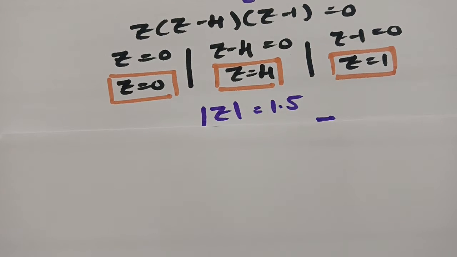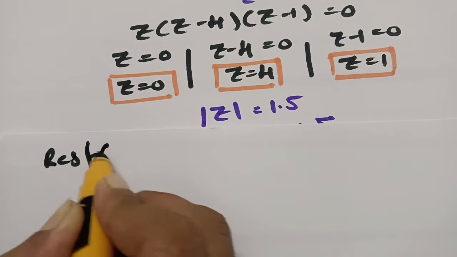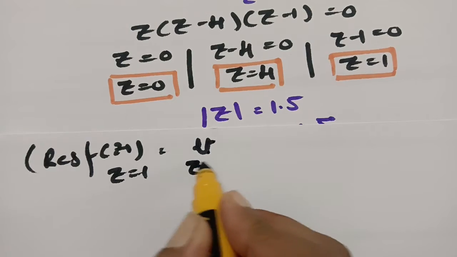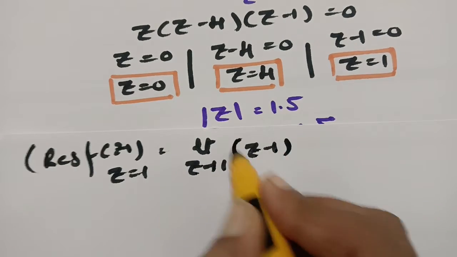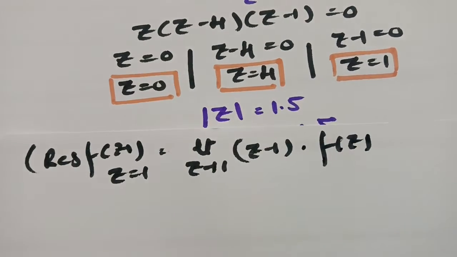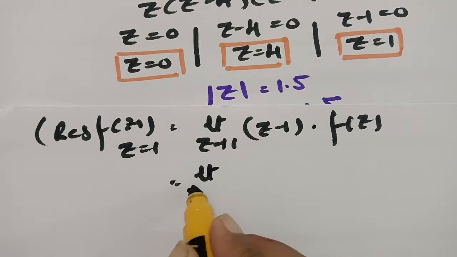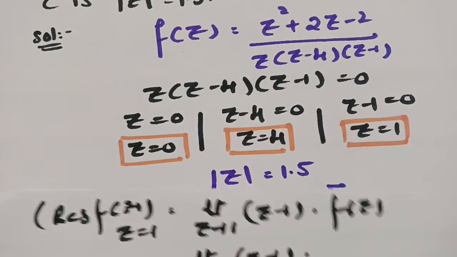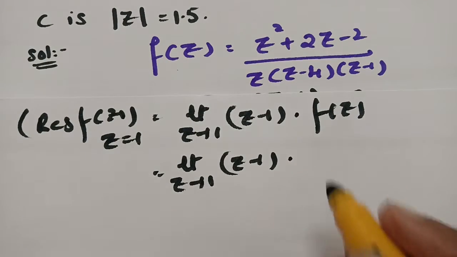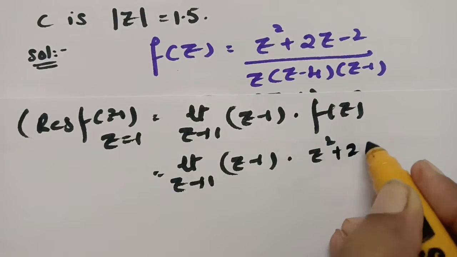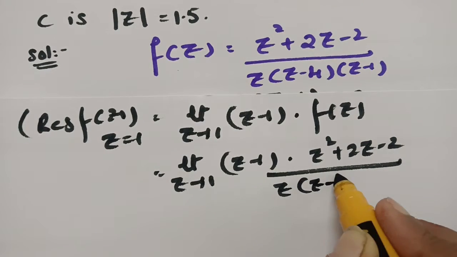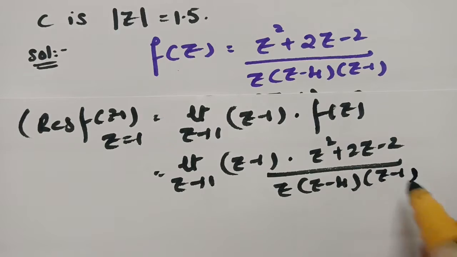See here, the residue at point z equals 1. Residue of f(z) at z = 1 is nothing but the limit as z tends to 1 of (z minus 1) into f(z). So here this will be the limit as z tends to 1 of (z minus 1) into f(z). So what is our f(z) value? f(z) is z squared plus 2z minus 2 by z into (z minus 4) into (z minus 1).